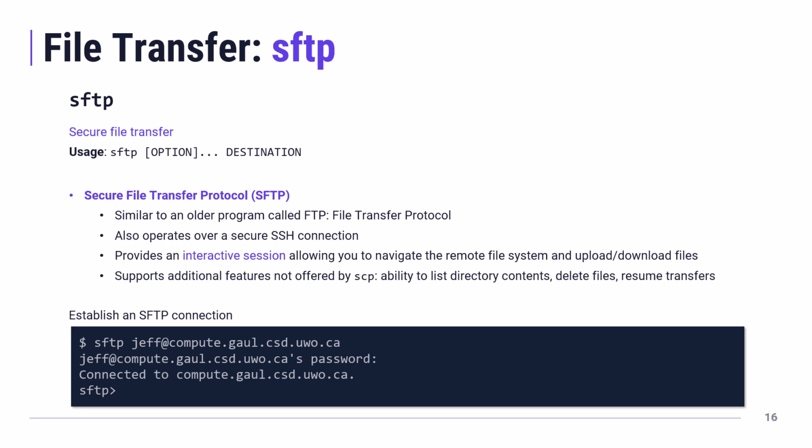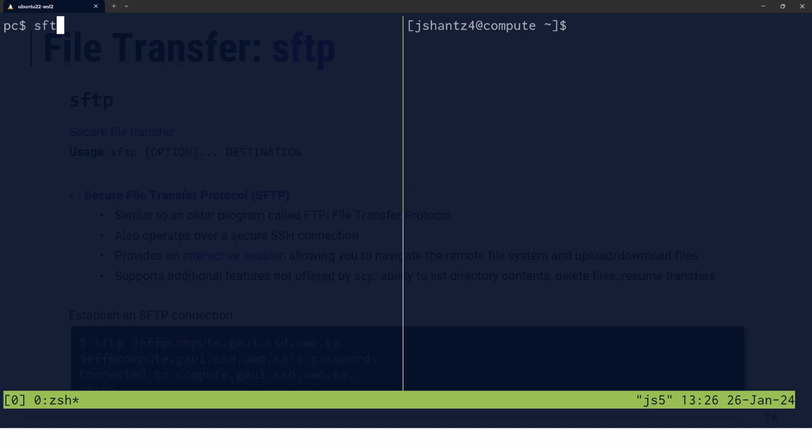So if I want to establish an SFTP connection to a server, I will type SFTP, my username at whatever the server name is. So let's type in on the laptop SFTP, my username at the server name, compute.gall, no colon this time, this isn't SCP. And now I'm connected. And once again, you would be asked for your username and password.